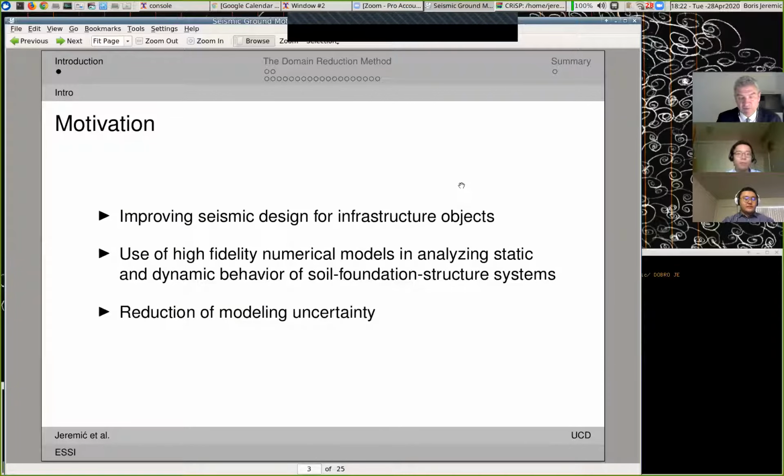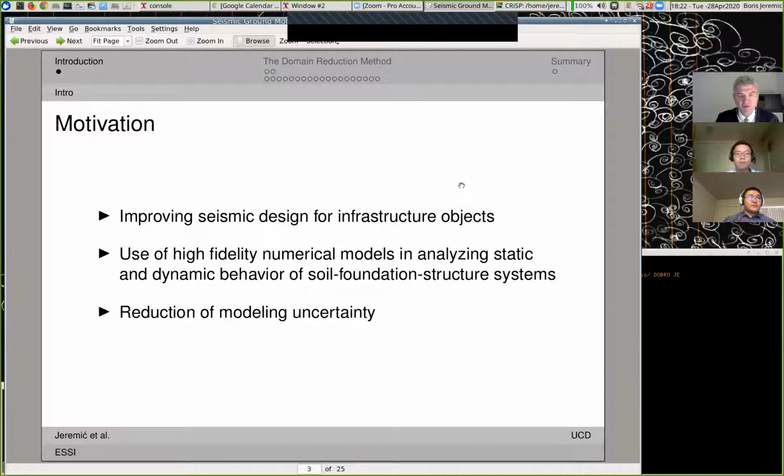Remember, our main motivation is really to improve seismic design, or in general modeling and simulation of infrastructure objects, which means soils and structures. We would like to be able to use high fidelity models, or necessary level of fidelity models, to get proper results, so that our design and our assessment of objects has a good value, and so that we can improve safety and improve economy.